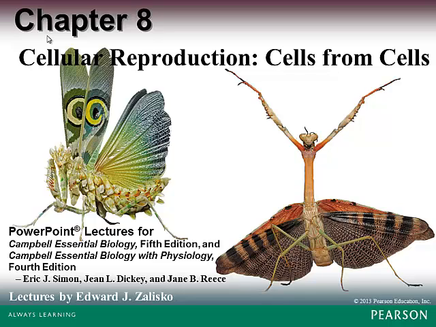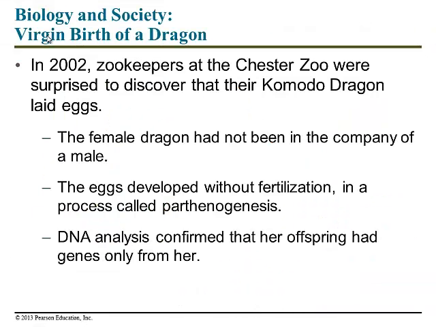So there's my favorite guy again. Cellular reproduction, cells from cells. So the little blurb here: in 2002 zookeepers at the Chester Zoo were surprised to discover that their Komodo dragon laid eggs. What was the problem? There was no male, just female. Eggs develop without fertilization in a process called parthenogenesis.